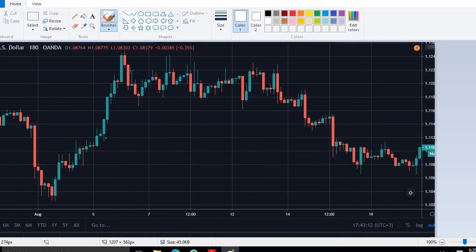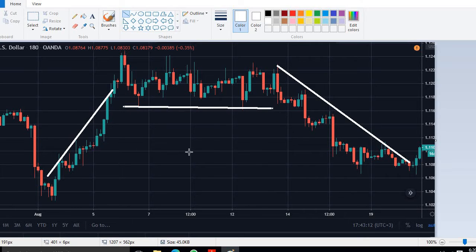As you can see, we are having on our graph uptrend, downtrend and sideways or consolidation market. On your graphs, these are the things that you are going to be seeing most of the time. You're going to see the market moving uptrend, sideways and downtrend.